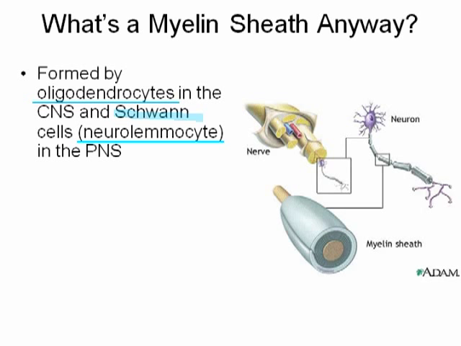Oligodendrocytes are cells that form the myelin sheath, but only within the central nervous system. Now, the central nervous system is defined as the brain and the spinal cord. Schwann cells are cells that form the myelin sheath specifically within the peripheral nervous system. The peripheral nervous system is everything else outside of the brain and the spinal cord. It's everything else.